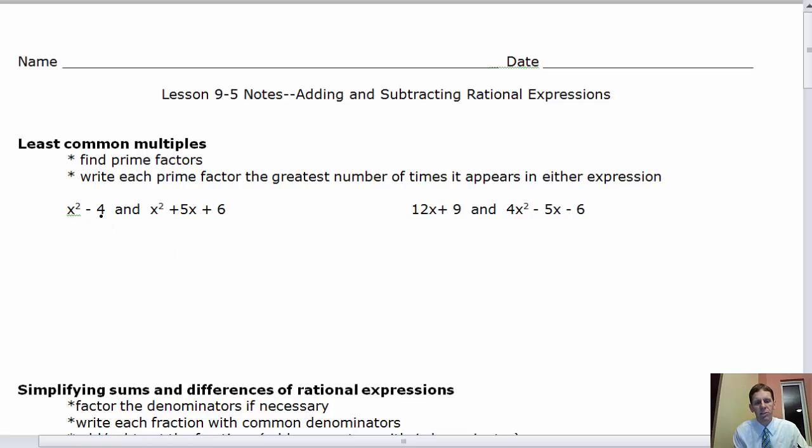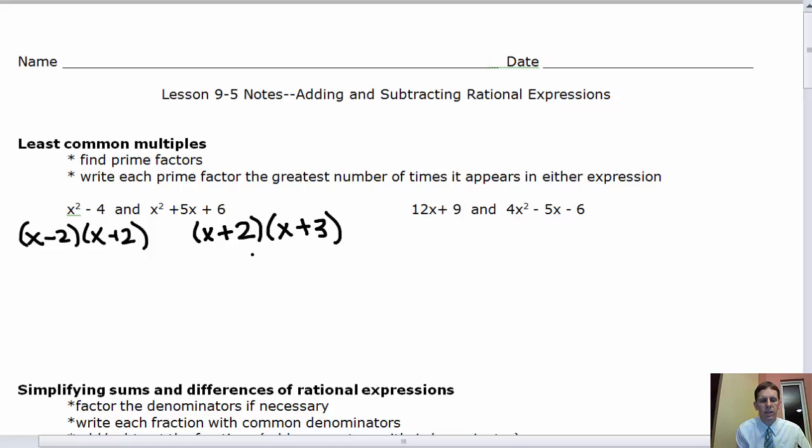Now, if you were adding a fraction that had a denominator of x squared minus 4 to another fraction that had a denominator of x squared plus 5x plus 6, what we're going to do first is factor these into what are called the prime factors. Now, x squared minus 4 is our difference of squares. We know that factors into x minus 2 and x plus 2. For the expression x squared plus 5x plus 6, we know that this would factor into x plus 2 times x plus 3.